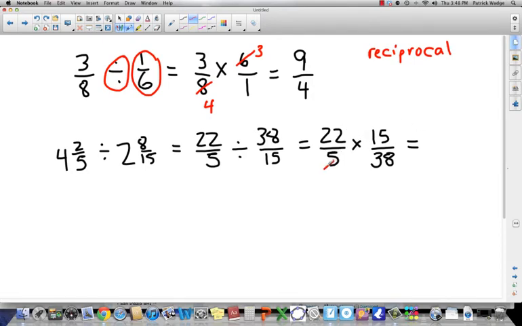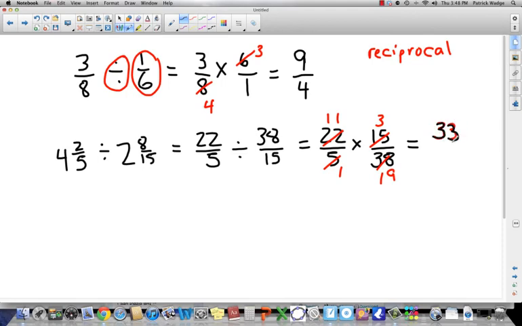Okay, well, I see I could simplify these two things. What can I divide those both by? How about 5? 5 divided by 5 is 1. 15 divided by 5 is 3. Anything else you can divide? Yes, you can divide both of these by something. How about by 2? 22 divided by 2 is 11, and 38 divided by 2 is 19. Wow, this is a lot easier to multiply now. Now I only have 11 times 3 is 33. Uh-oh, I was supposed to have done it in black.